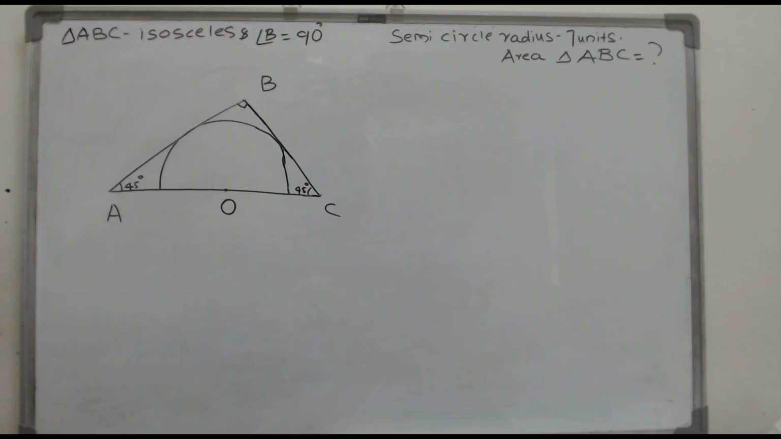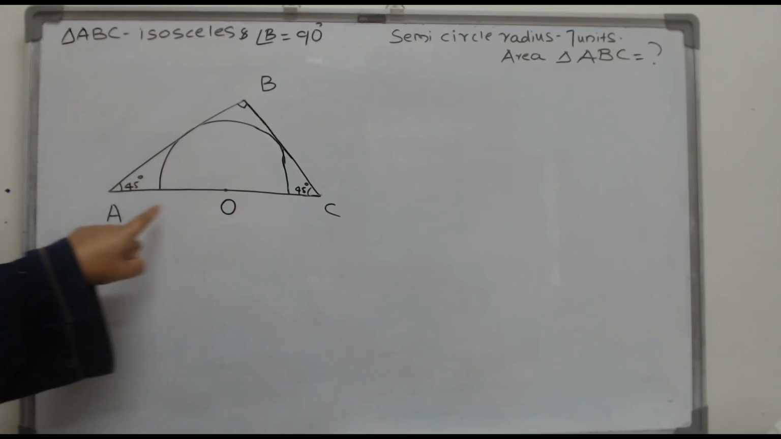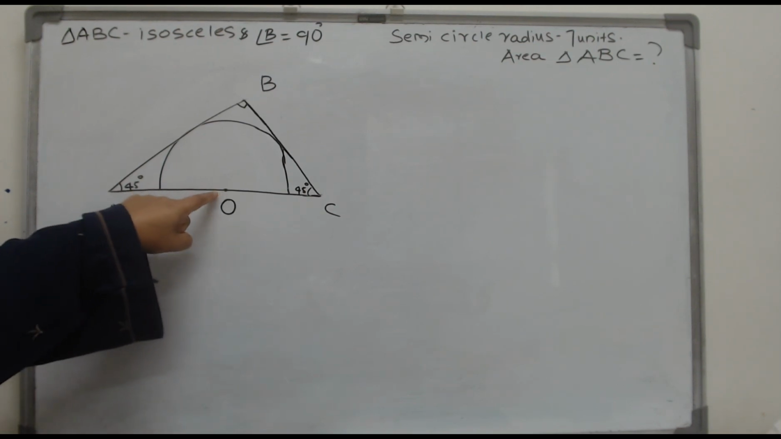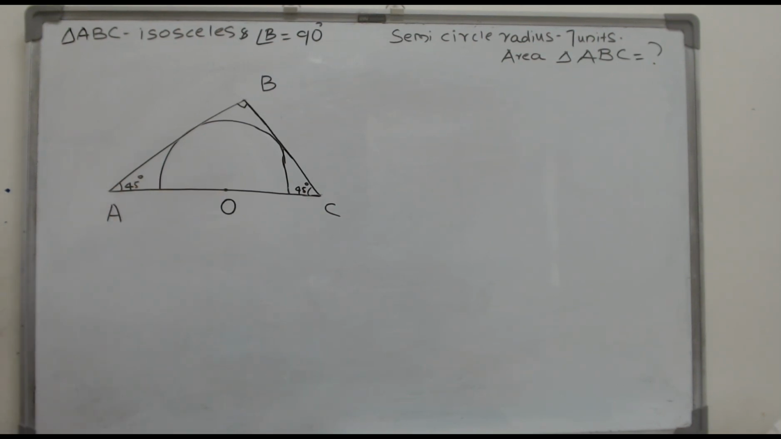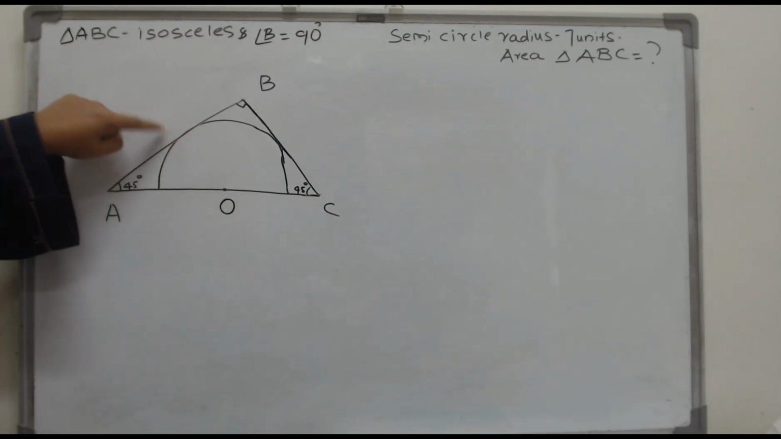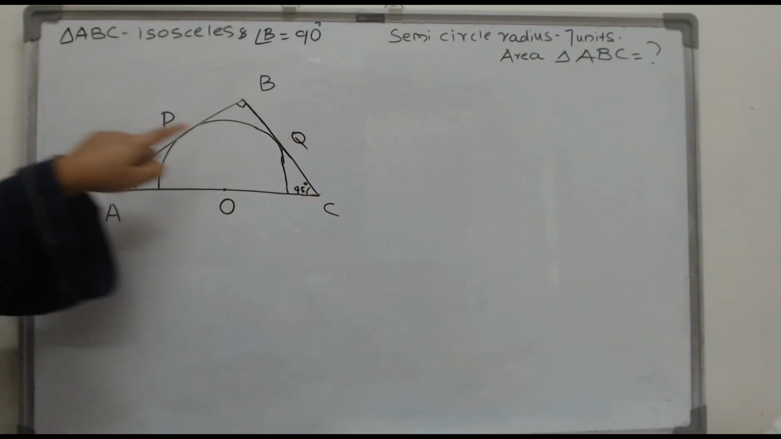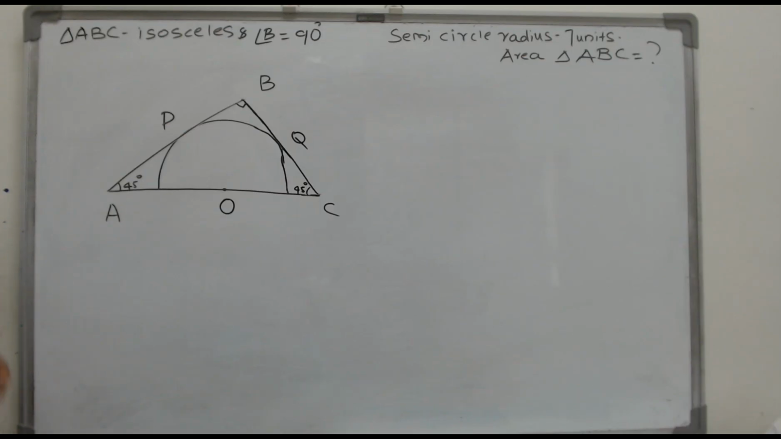What else do we have? We have a semicircle drawn on the hypotenuse AC. Its center lies on the hypotenuse AC. What else do we notice? This semicircle touches AB and BC. Let P and Q be the points of contact.